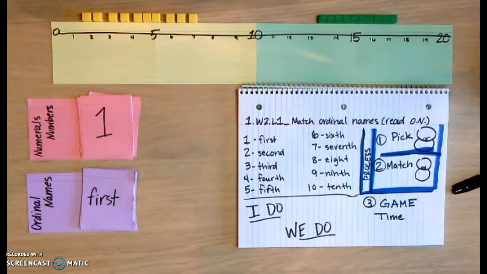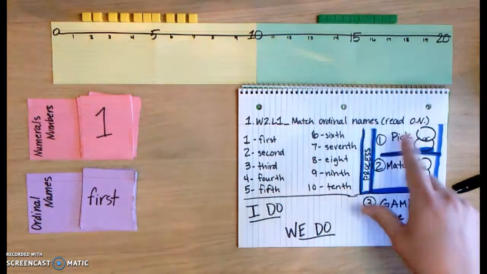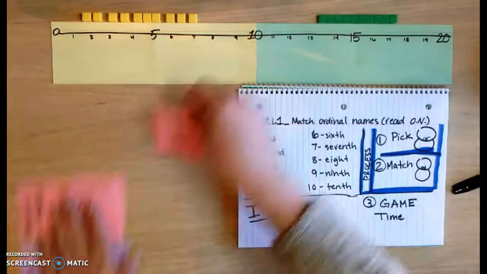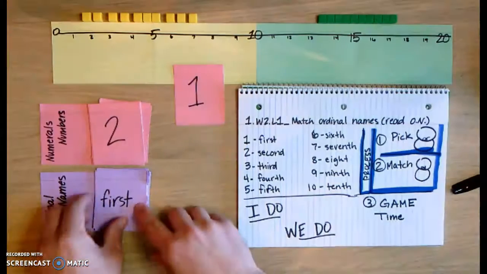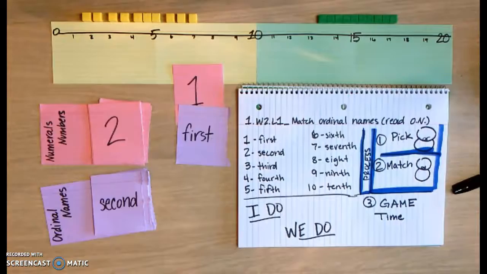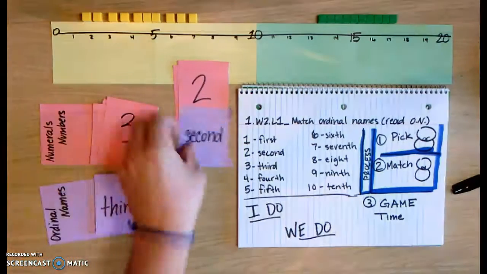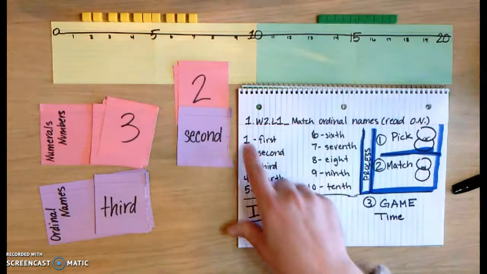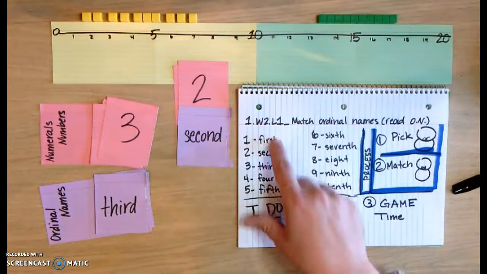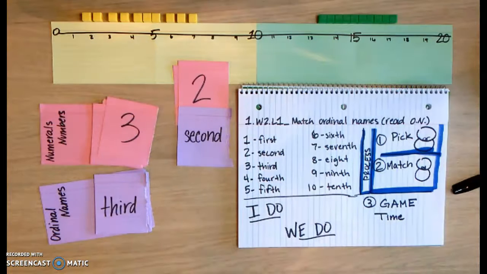So if I'm going to go ahead and match my ordinal names to my numeral numbers, well, first what I need to do is pick out a number or pick out a numeral. So if I'm going to pick out the number 1, then I need to match the word first to it. Same thing for second, and so on. If I look at the numbers right here, I have the ordinal names written next to them, and I just match them up.